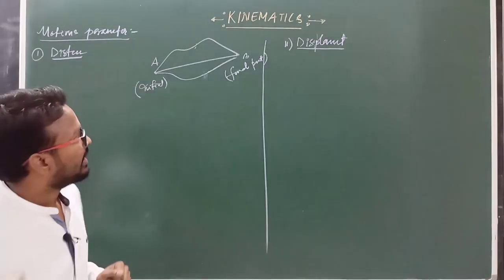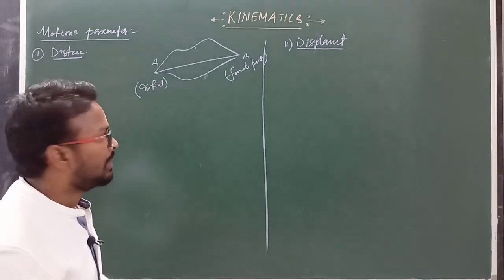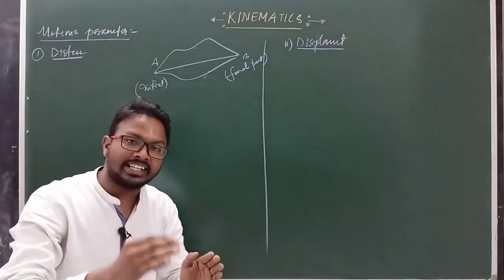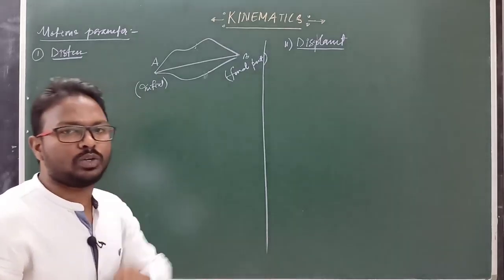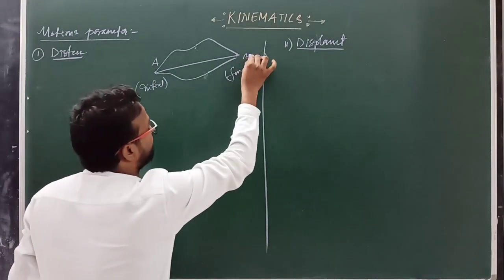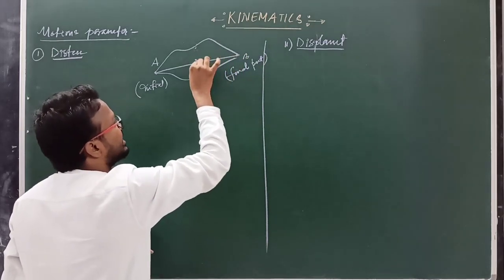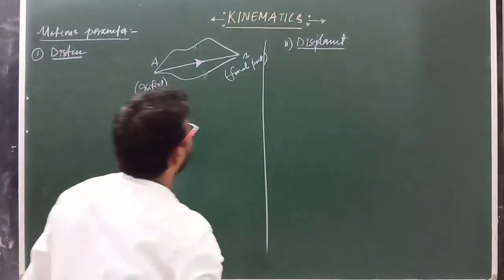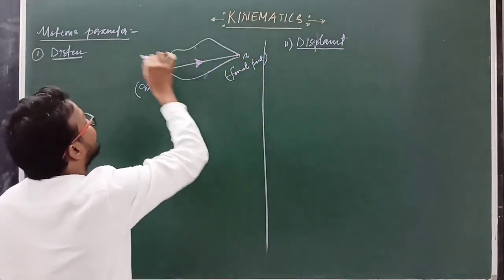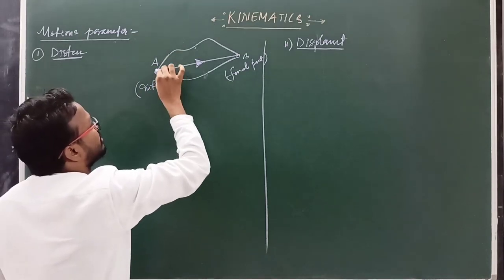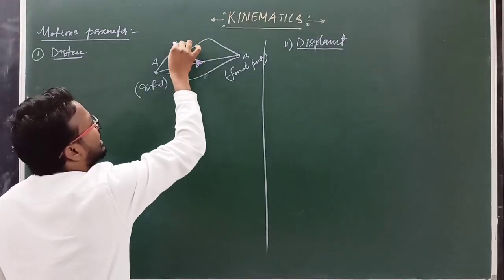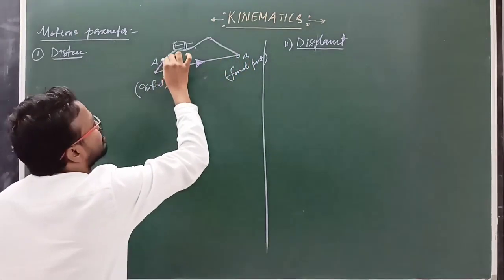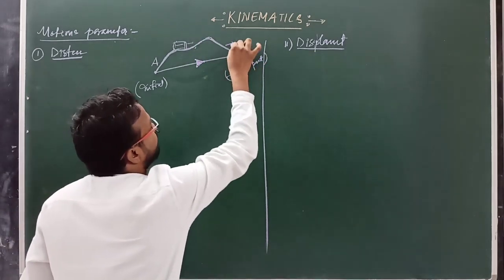Displacement is the shortest distance between 2 points, from the initial point to the final point, and displacement is a vector quantity. We need both magnitude and direction. Suppose a body moves from point A to point B, then we use an arrowhead which indicates that this is the direction from A to B. So displacement is the shortest distance between the 2 points A and B, and distance is the actual path traveled by the body. Suppose a car travels in this direction from A to B and reaches this point. Clear? Okay, this is the actual path traveled by the body.